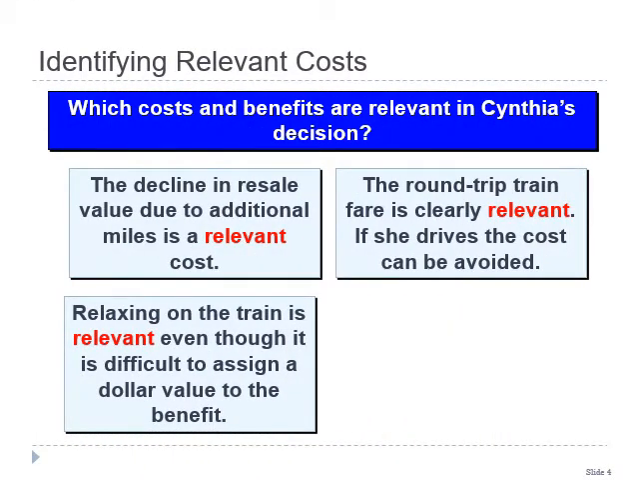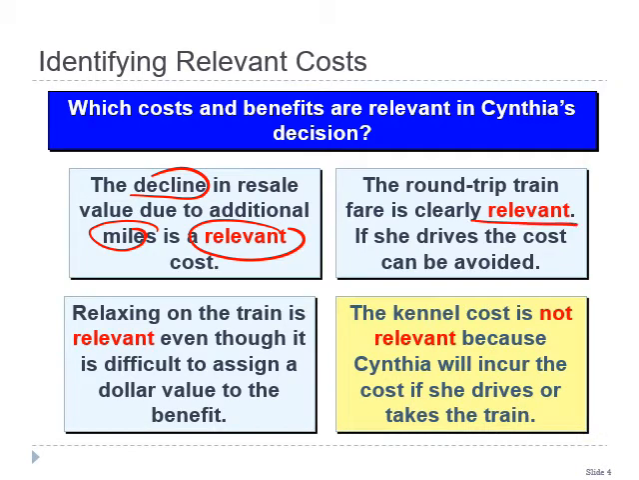And now some other costs. The decline in resale value due to additional miles is also relevant, because if you are not driving the car, you can save the miles and you can also avoid this decline in resale value. The round trip train fare is also clearly relevant because you can avoid it by choosing the car option. And relaxing on the train is also relevant, even though it is difficult to assign a dollar value to the benefit. If you are given the dollar value, it is relevant as well. And whether you are given it or not, you will note that it cannot be calculated in dollar value terms.